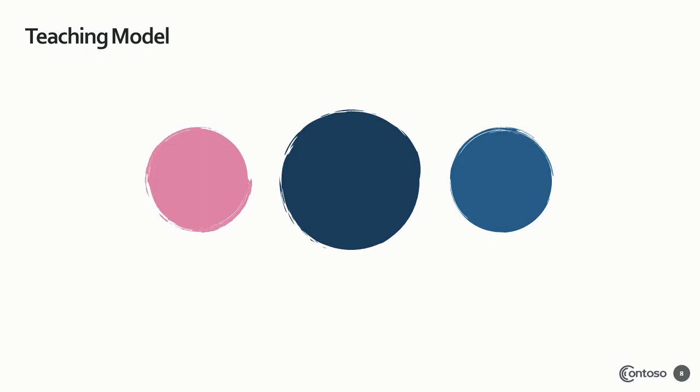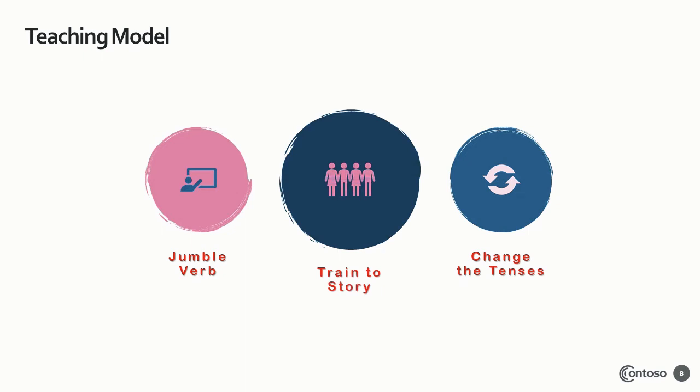We have three teaching models for mastering the grammar using short story. They can be called JV, CTT, and TTS. JV is jumble verb, CTT is change the tenses, and the last is TTS, train to story.